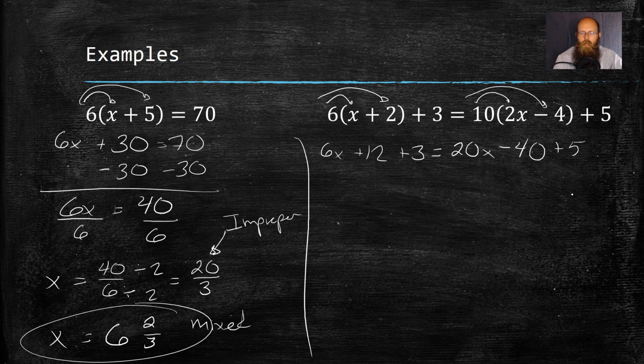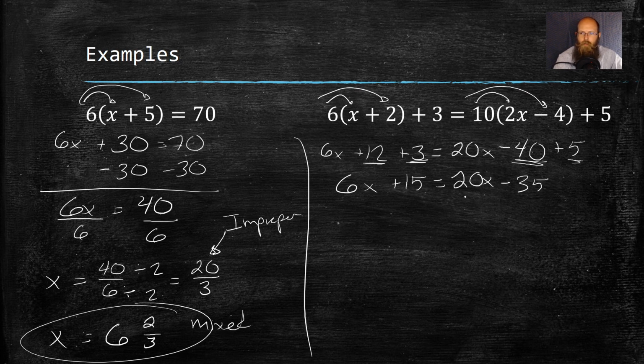Now, before I do any other things, I'm going to combine like terms. That often just cleans this whole thing up. So now I have a 6x plus 15, right? Because 3 and 12 can be combined. And then 20x, -40, and 5. Those can combine to get me -35.